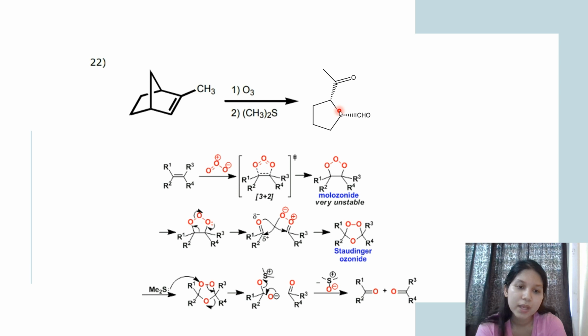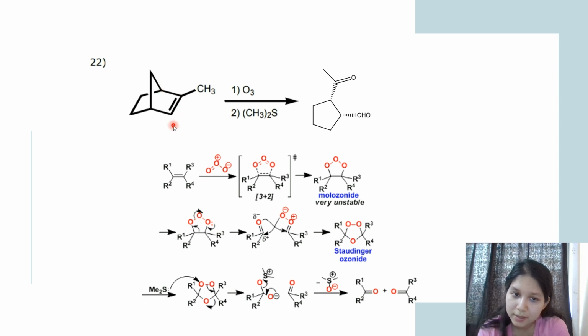Why is it so? The reason will be, since you have this bridge in this compound, due to the presence of the bridge and this bridge as well, you get a selectivity of formation of the ozonide. But you must look at the stereocenters which are forming after the reaction is complete.